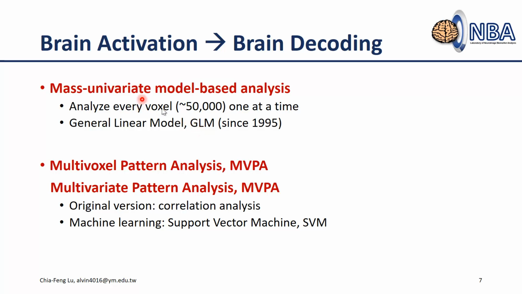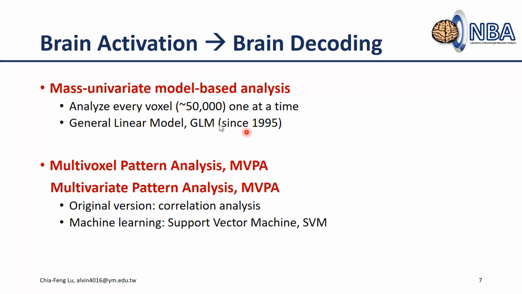So sometimes we say GLM is a technique of the mass univariate. Univariate means a single variate or a single voxel. Mass means we have over 10,000 voxels within a brain volume. So this is a massive analysis of this kind of univariate model. You can see the number here is much more, around 50,000 at one time, within one human brain volume.